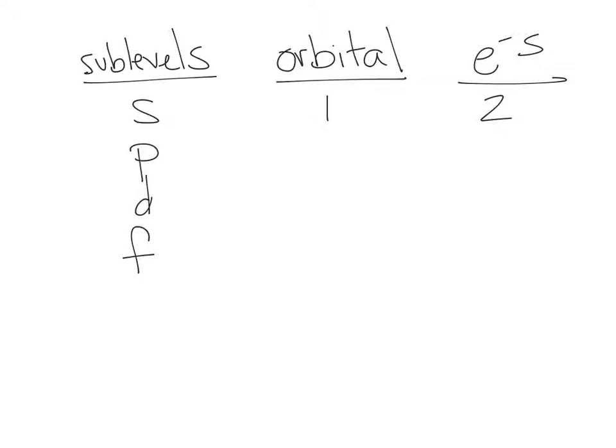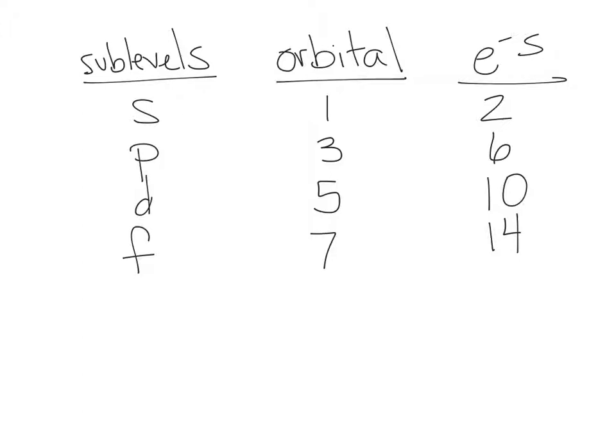The P sublevel has 3 orbitals, or 3 orientations of its shape, and each orbital holding 2 electrons means that it can hold a total of 6. The D sublevel has 5 orbitals, or 5 orientations of its shape, and each one can actually hold 2 electrons for a total of 10. And F has 7 orbitals, each one holding 2 electrons, for a possible total of 14.